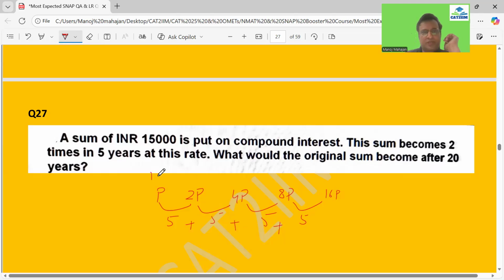So this is 15,000. So this would actually become what? 15,000 into 16. So you need to calculate this. So 3 times 0 will have 15 into 16. I can do 15 into 15 first. That is 225 plus 15. That is, I get 240. Correct. So 2 lakh 40,000 should be the answer.